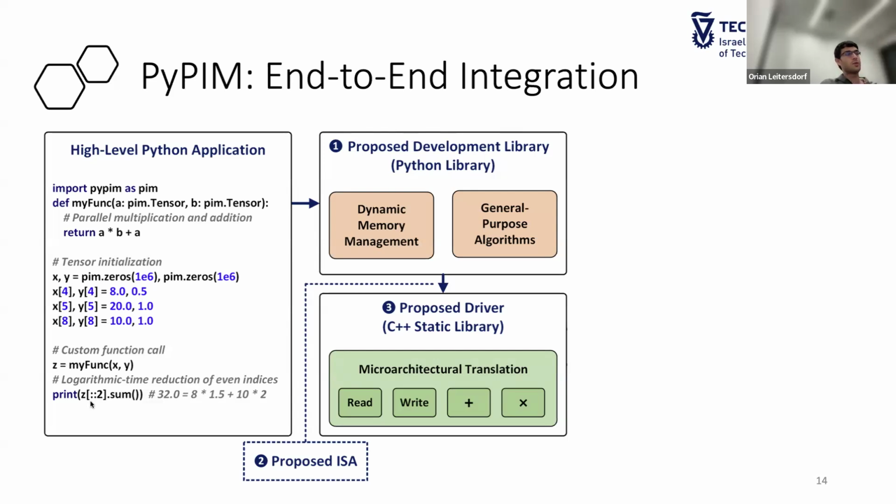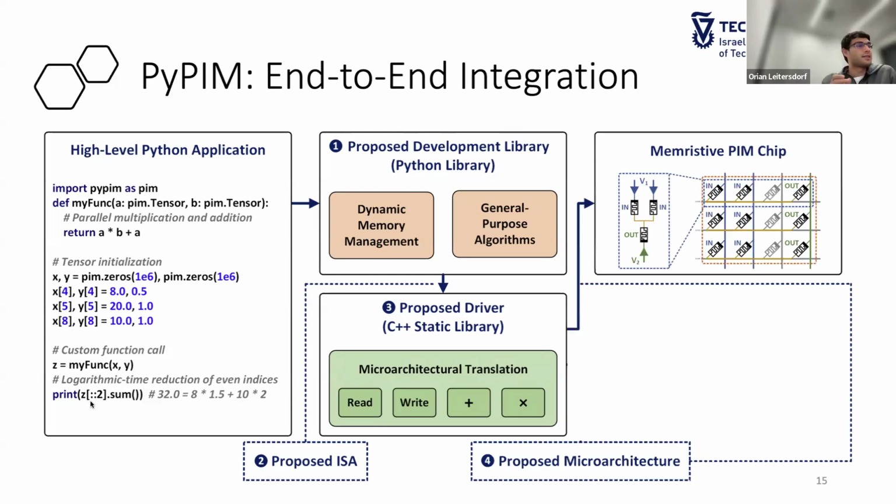And to that end, what we do is we construct an instruction set architecture, an ISA, that is going to be this interface between the high-level Python library and the C++ static library. So that means that as long as you match this interface on both ends, you're going to be able to interchange the driver and keep the same development library and all the applications that are built on top of that.